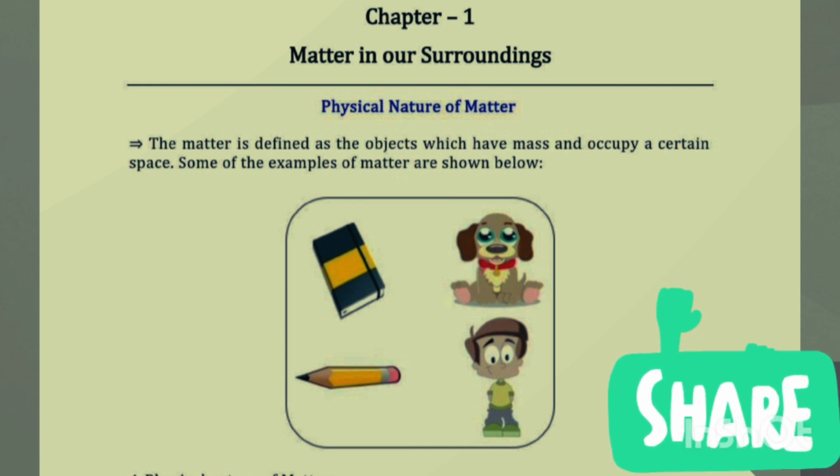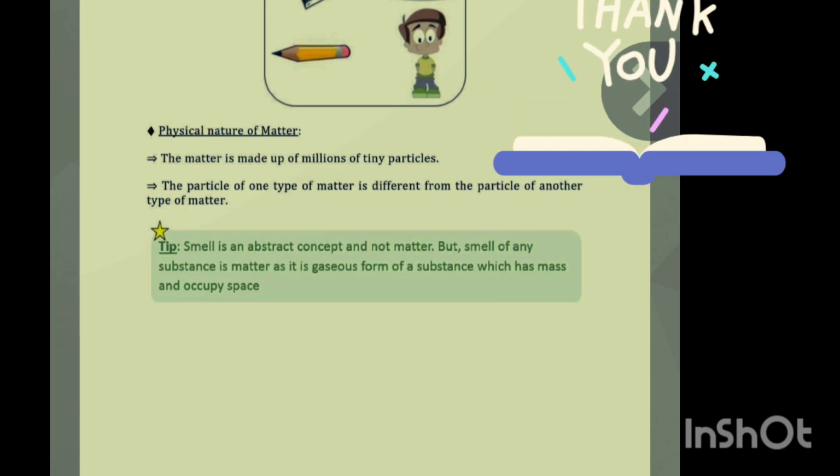So this is about the physical nature of matter. The meaning, or definition, of matter is: objects which have mass and can occupy certain space are called as what? Matter. Hope you have understood about matter. Everything surrounding us is matter. So next we have the physical nature of matter.